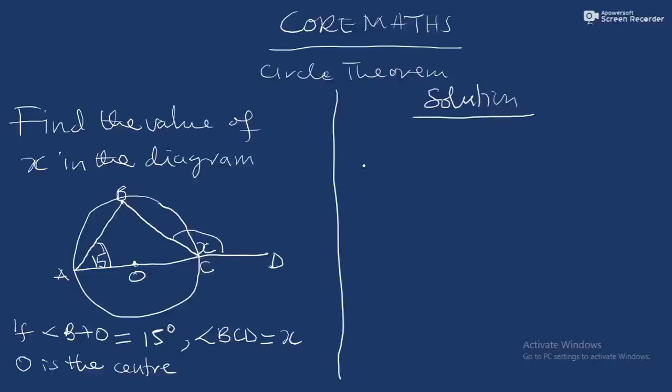Now, from the question, O is the center of the circle. So if O is the center of the circle, then it means that line AC is a diameter, and from the theorem that we learned, angle ABC, this angle, will be 90 degrees. So from plane geometry, we can find x in two ways. One way is by adding these two interior angles of the triangle to get the exterior angle.